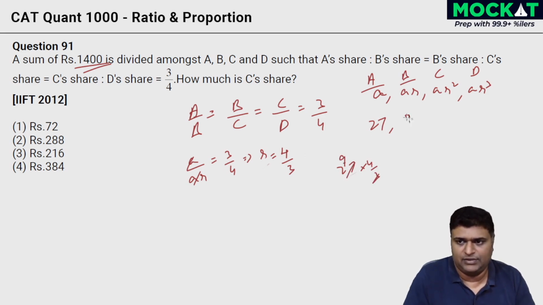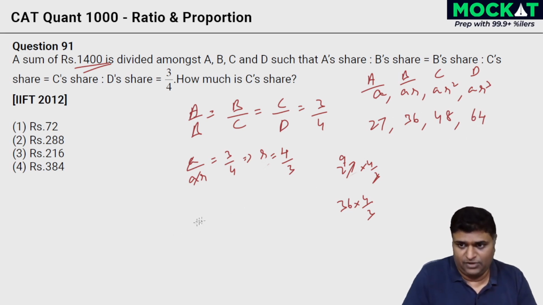9 4s are 36. Next, 36 into 4 by 3. At this stage, a lot of you should be able to mentally do it. Take 1/3 and add it, right? 1/3 of this is 12, add it. 1/3 is 16, add that and you get 64, right? These are your 4 values. So these could be your 4 values. 27 is to 36 is to 48 is to 64. These could be a possible set of values, right?